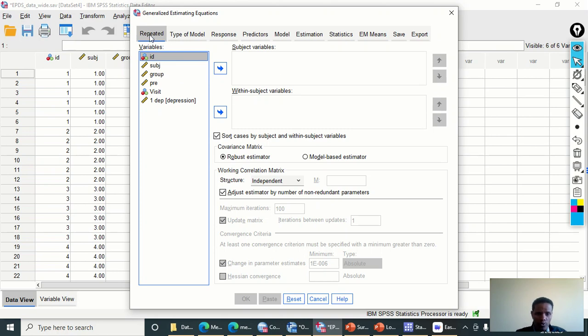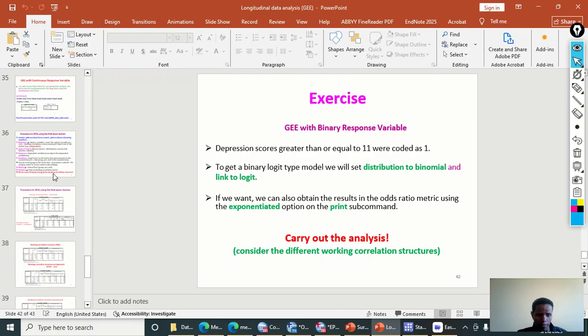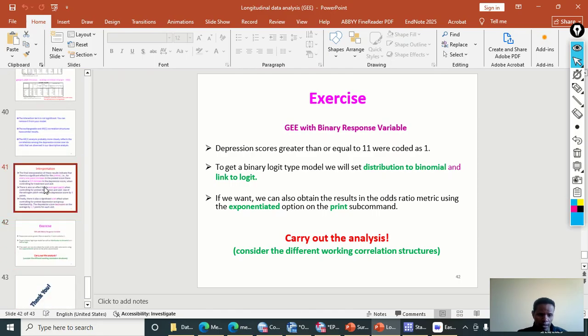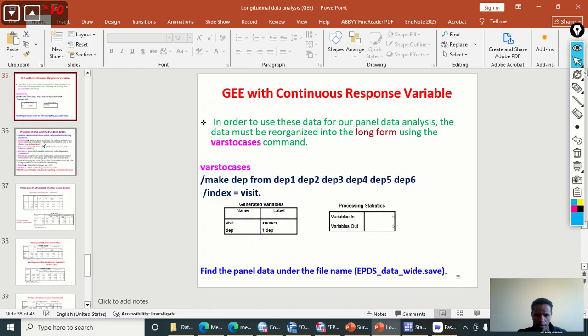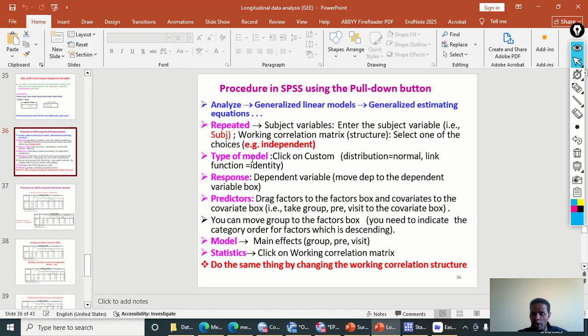So here what we are going to do is the within subject variables and the subject variables. As I have shown you in the PowerPoint, there's a procedure written over here. The repeated measurement will be entered into the within-subject variable, and the subject variable should be entered into the subject window.